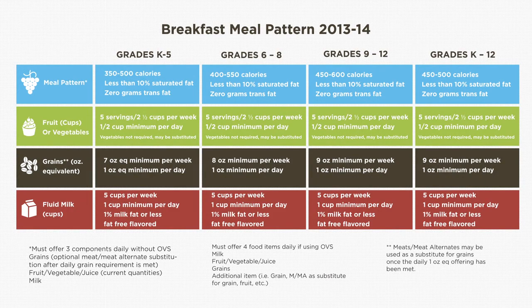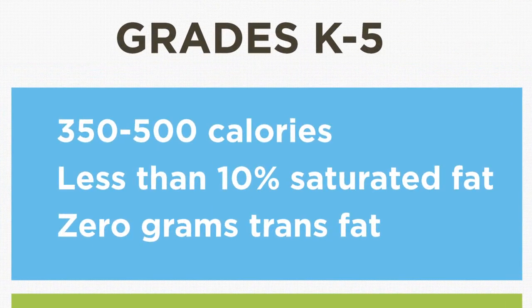In the school breakfast program, the meal pattern for grades K through 5 requires that the daily calories must be within the range of at least 350 as a minimum and 500 as the maximum amount when averaged over the week. Saturated fat must be less than 10% of the total calorie amount for the 5-day week.